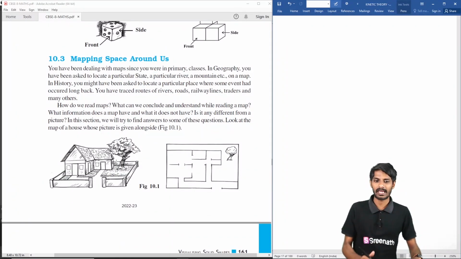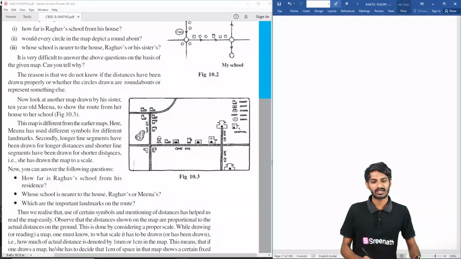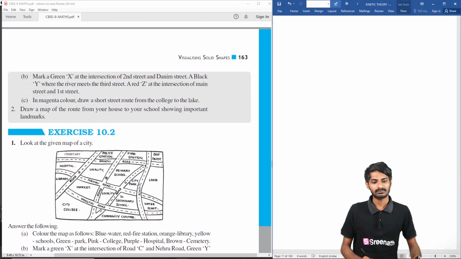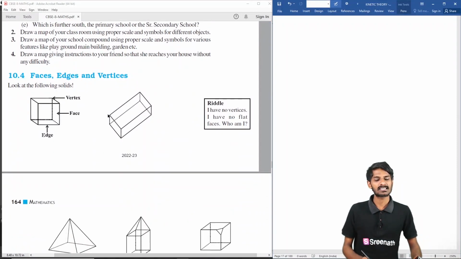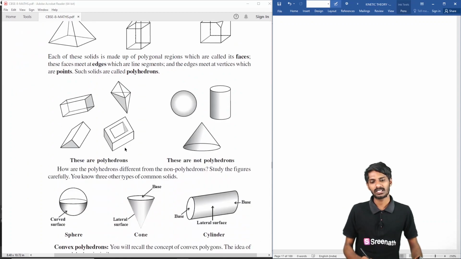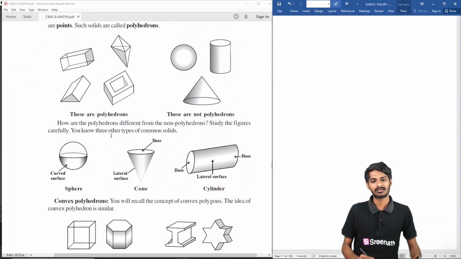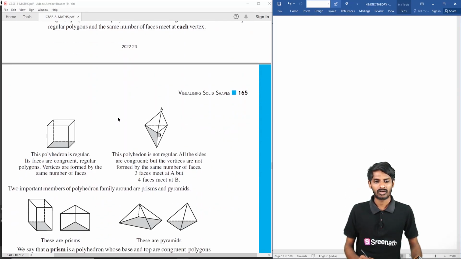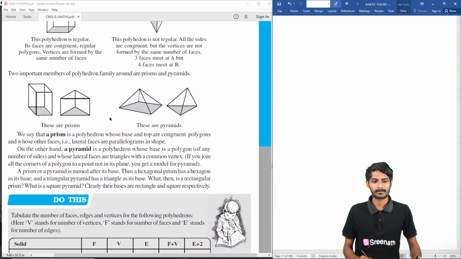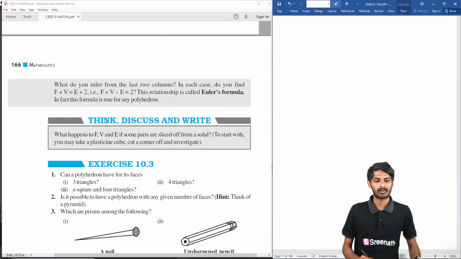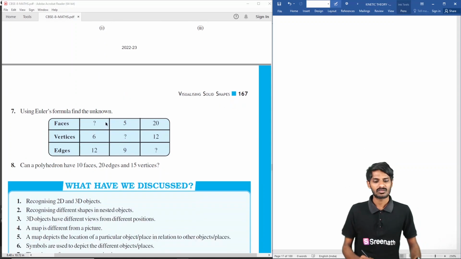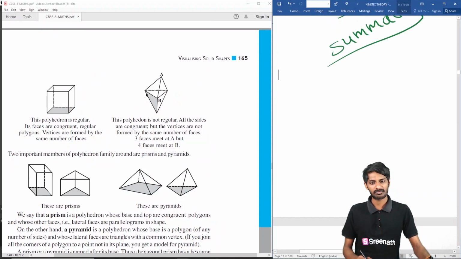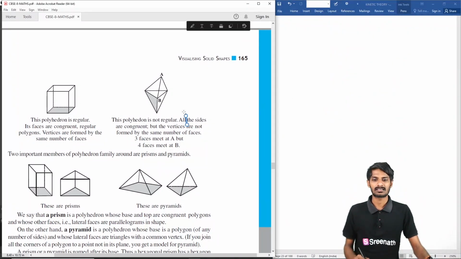So how to map the space around us. So these are different ways they have mapped. And faces, edges, and vertices. What is the difference between them, and what are the polyhedrons and which are not the polyhedrons, and what are regular polyhedrons, what are prisms and pyramids. So that is the small chapter, friends. So this is the overview of the present chapter which we are going to discuss now.